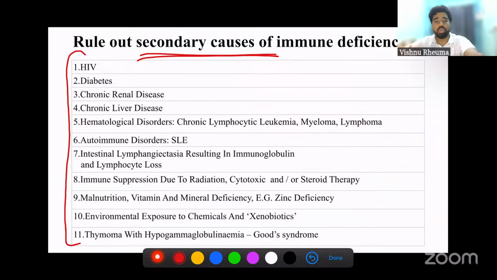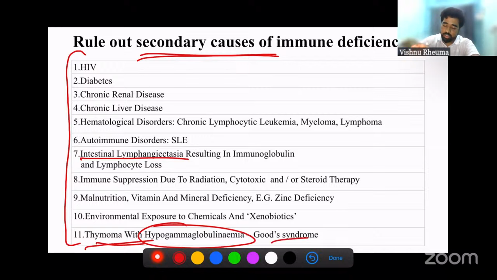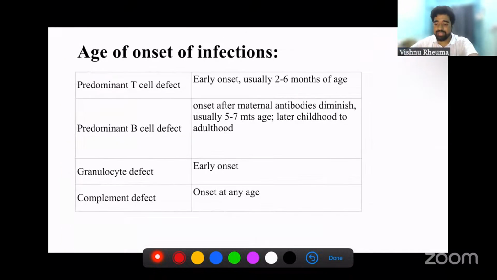Especially in children, you have to rule out all the nutritional causes, not just intake, even something like intestinal lymphangiectasia, they can cause loss of proteins, loss of immunoglobulins, that can lead to something that looks like a primary immunodeficiency, but it is a secondary immunodeficiency. It's not a decreased immunoglobulin production or a dysregulation at the function level. It is mainly loss of these immunoglobulins because of a secondary cause like intestinal lymphangiectasia. Then hypogammaglobulinemia can occur in thymoma because of Good syndrome. All of this you should remember and rule out as secondary causes.